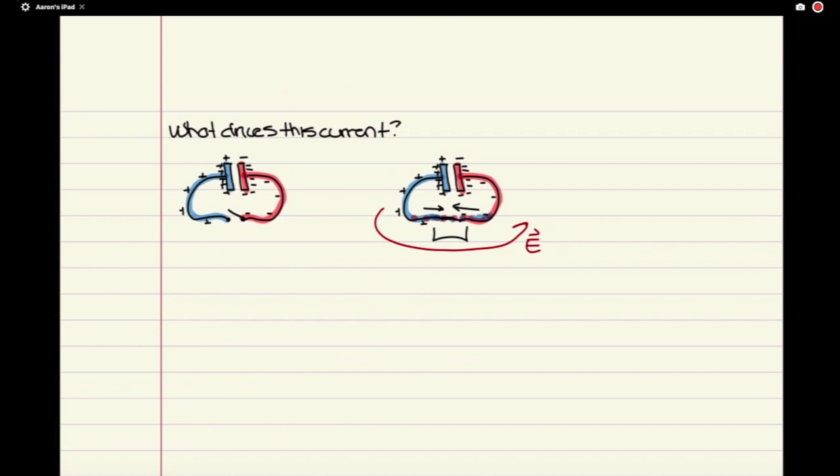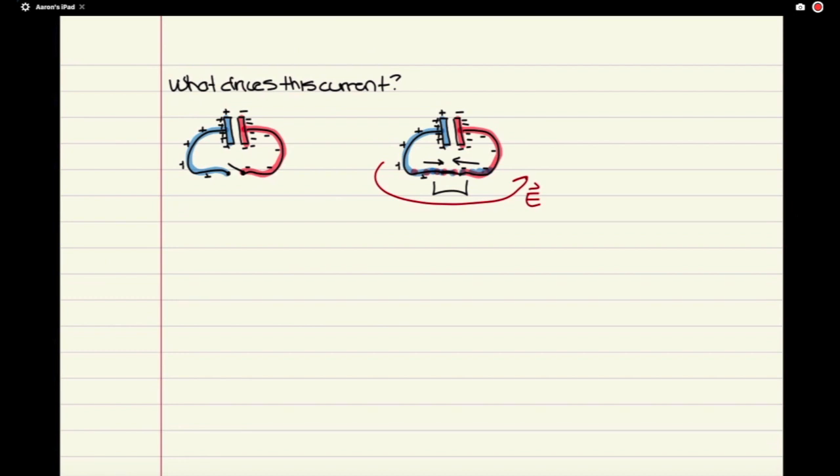That electric field, given the electric field, establishes some sort of current density in the wire, which then allows current to flow. And you might ask, how does this current density depend on the electric field that is set up? And that is tomorrow's lecture.